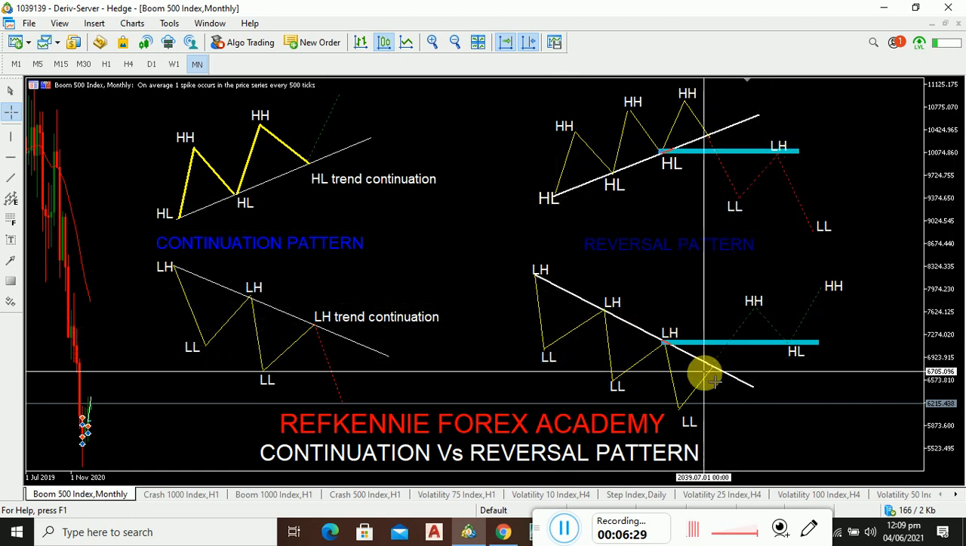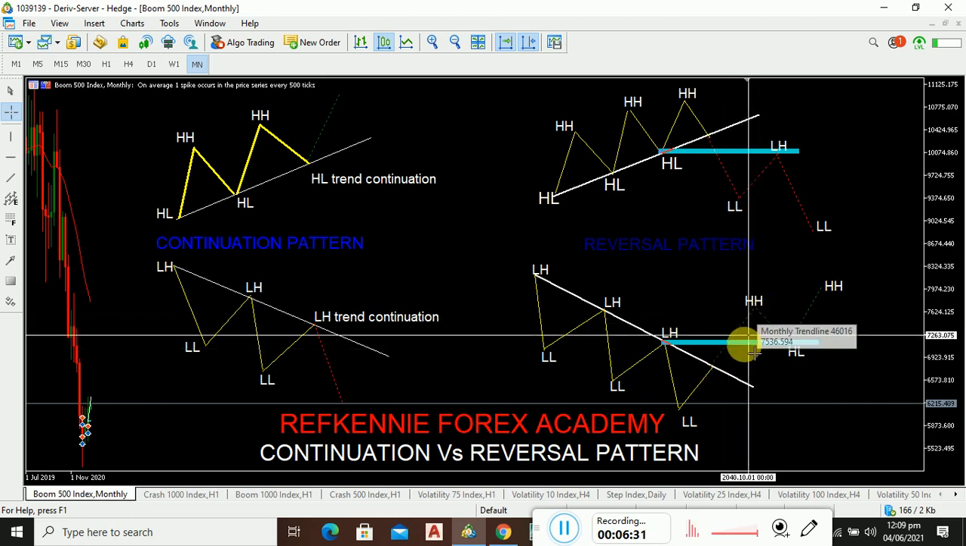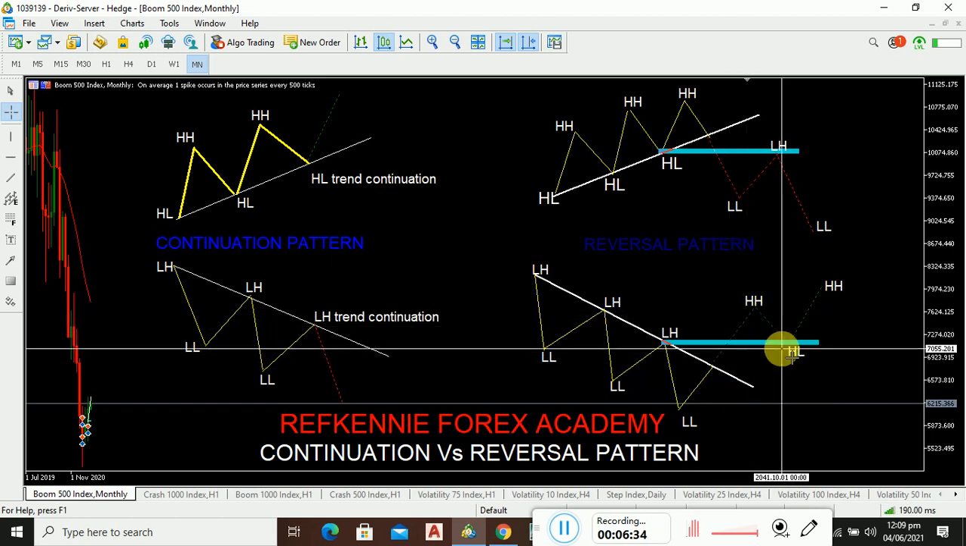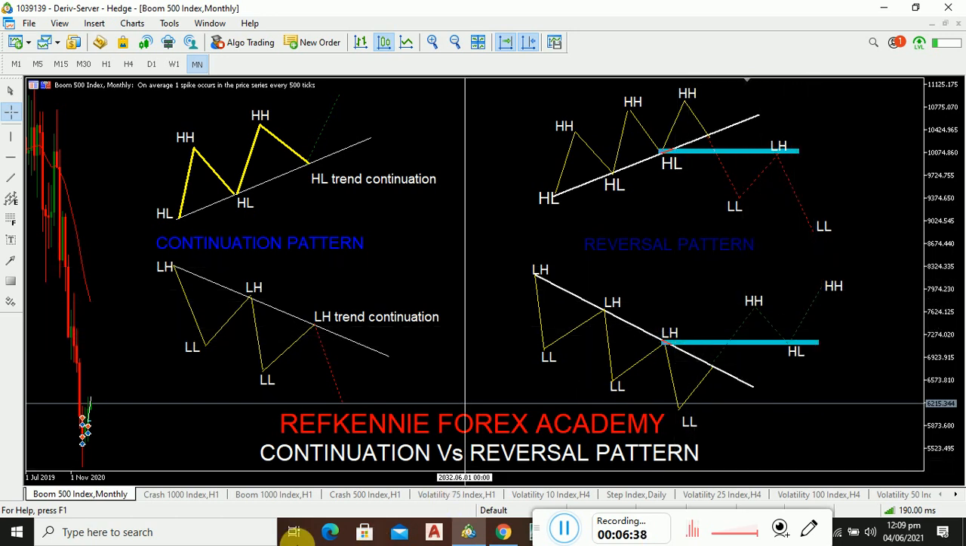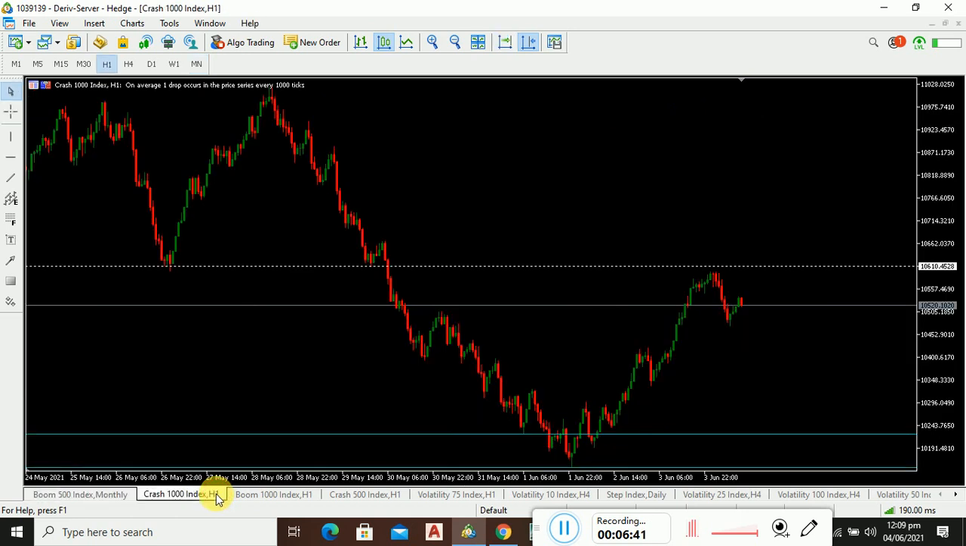Same thing here also. Before we long this market, it broke out. You wait for it to retest the previous lower high, and what do you do? You short it. Now let's go to this.